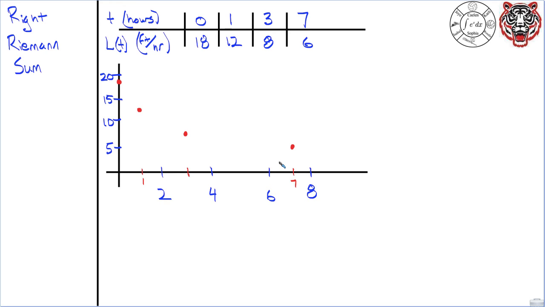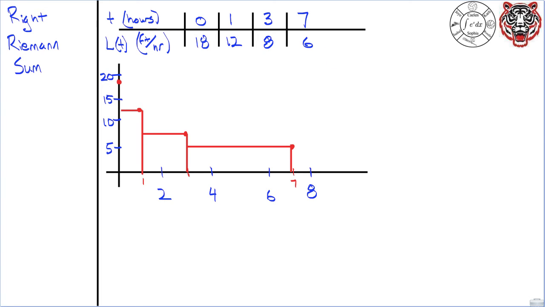All right, what does a right Riemann sum look like? So instead of going to the right from each point, I go to the left. So this point, I go to the left. This point, I go to the left. This point, I go to the left. I can make it a little bit neater. This point goes to the left. So it looks like this.